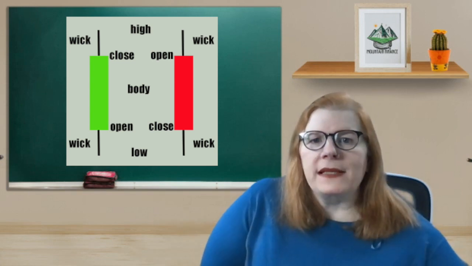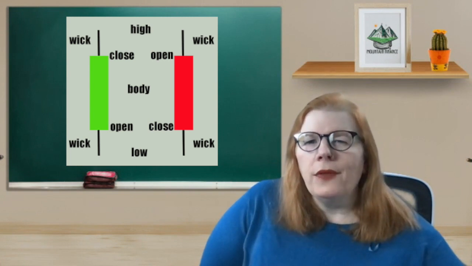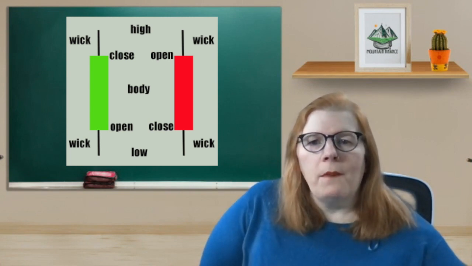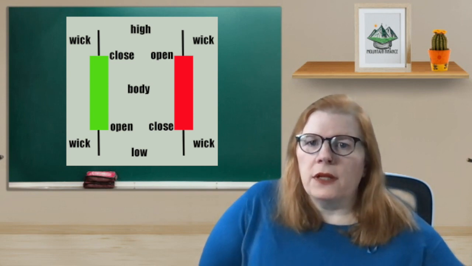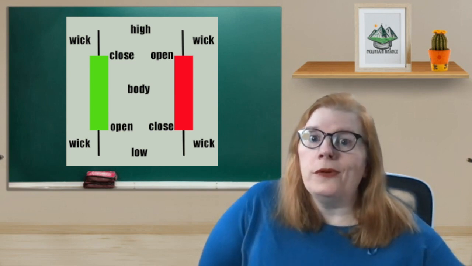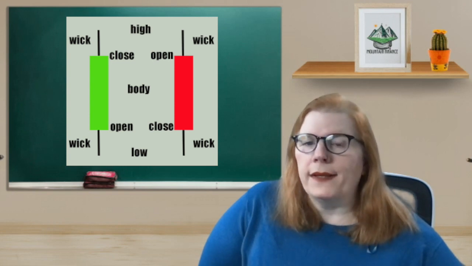What about the wicks? On a green candle, a wick on the top means that the price went higher than the close price and then dropped back down to the close price. With a wick on the bottom of a green candle, it means the price dropped below the open price but returned above it on that day. Otherwise, it would be a red candle.